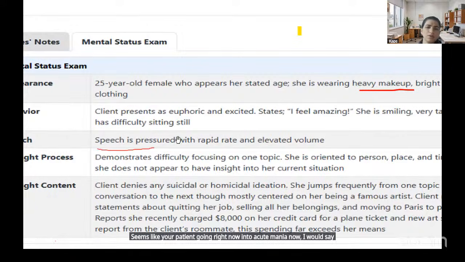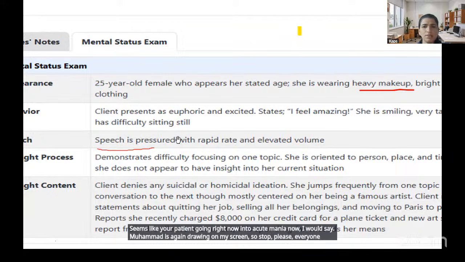Mohammed is again drawing on my screen. So stop, please, everyone, so I can read it for everyone, please.